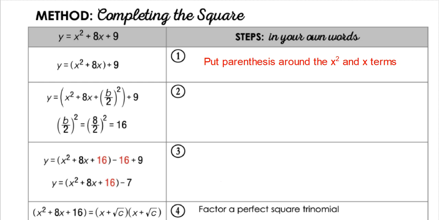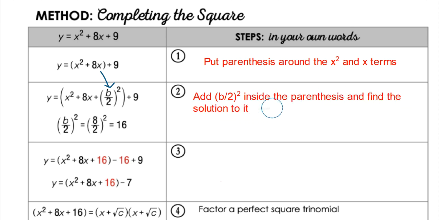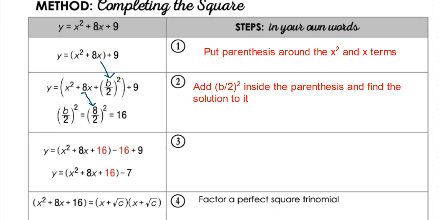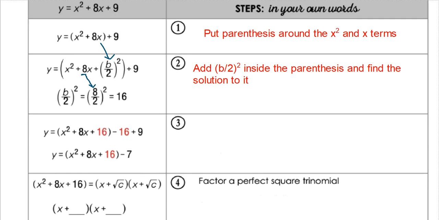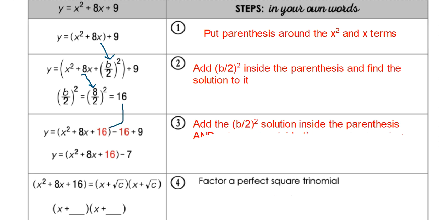Then in that next step, we should see that we have this (b over 2) squared that's gotten added. So we are going to add (b over 2) squared inside the parentheses, and we're going to find what it's equal to. In this case, our b value is 8. So we're going to take (8 divided by 2) squared, and that's going to be 16. Once we've solved it, we are going to add the (b over 2) squared solution inside the parentheses. So that's where that 16 is coming from.